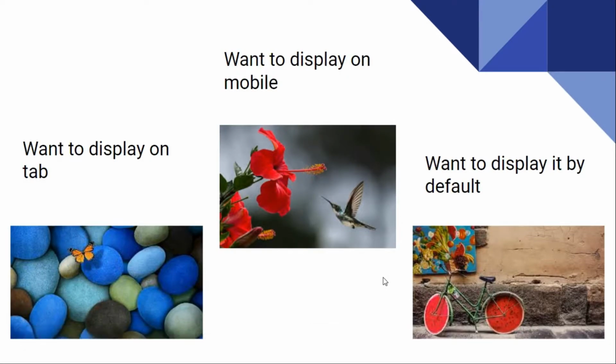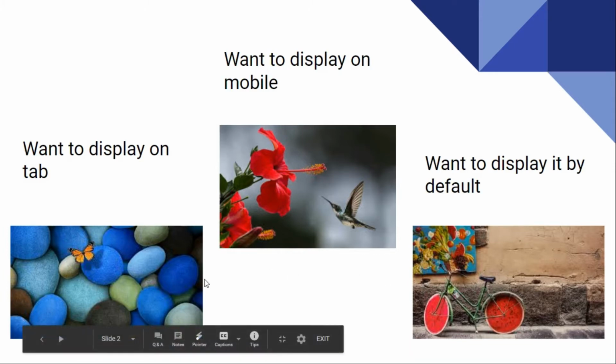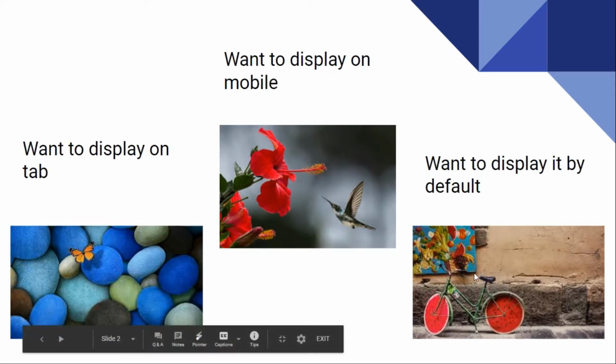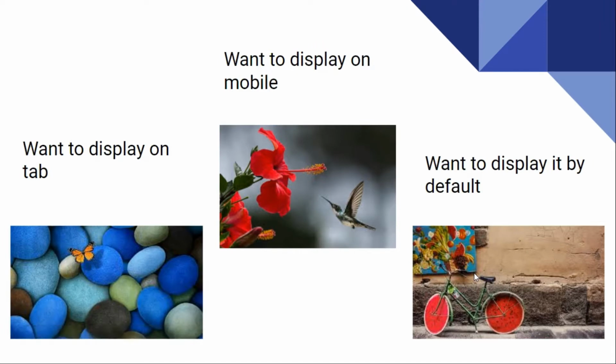So guys, here you can see what I want to achieve. I want to display this image on tab view and this image on mobile view, and the other one I want to display by default. Alright, so you can use the picture tag together with the srcset attribute to make responsive image selection possible.